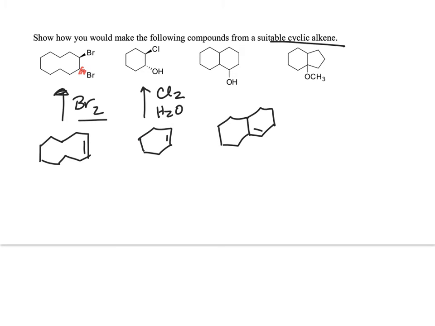Okay, this alcohol would be an anti-Markovnikov alcohol. So between these two carbons, it goes to the least substituted one. And to do that, you have to add borane, and then you treat it with hydrogen peroxide and sodium hydroxide solution.